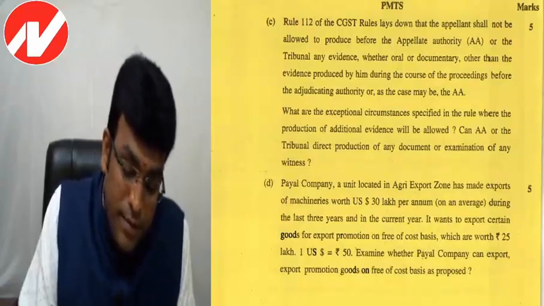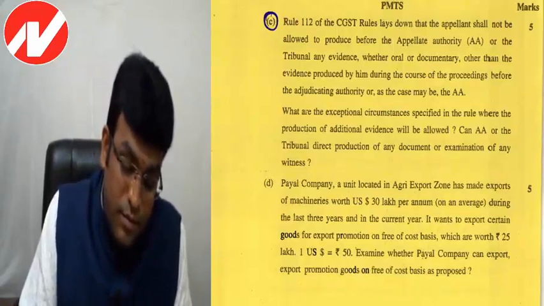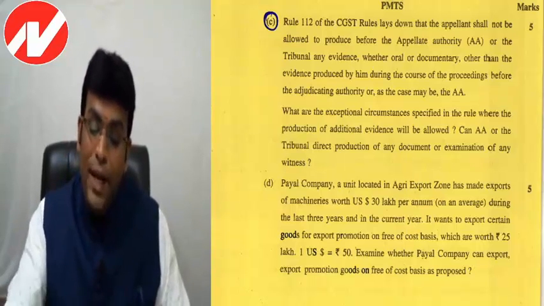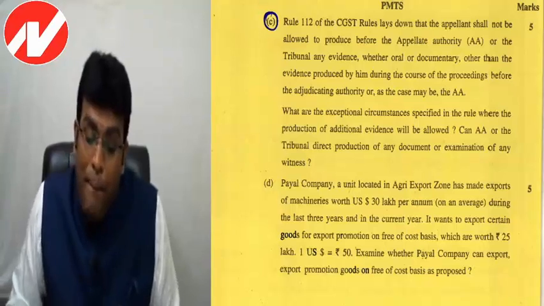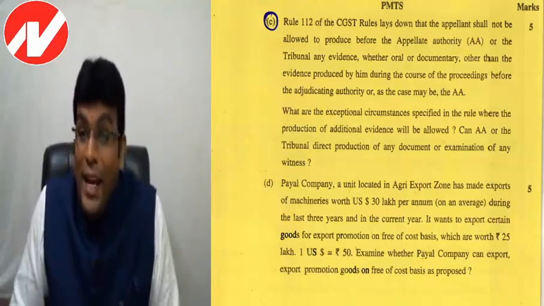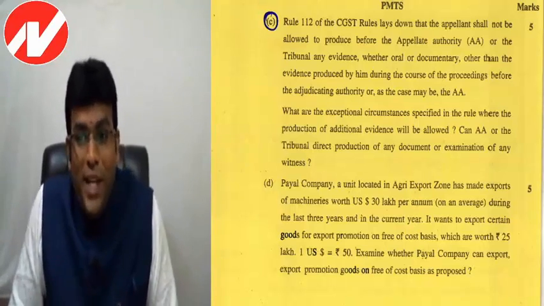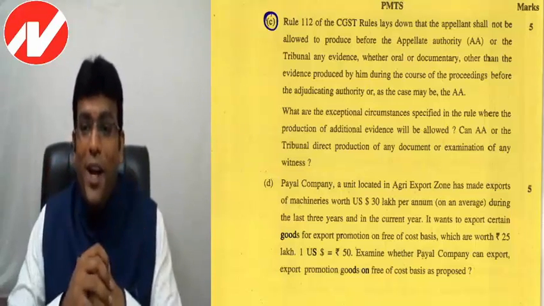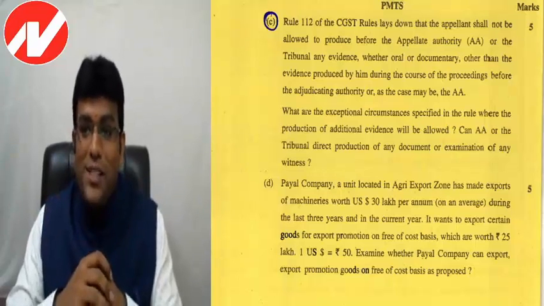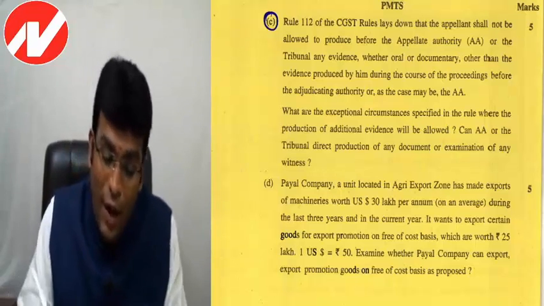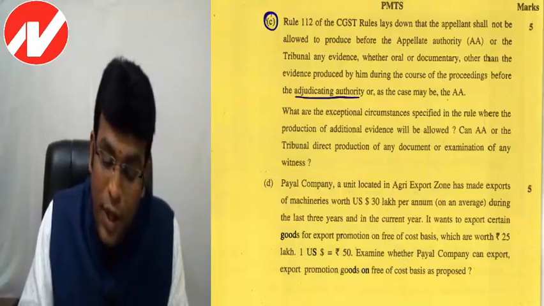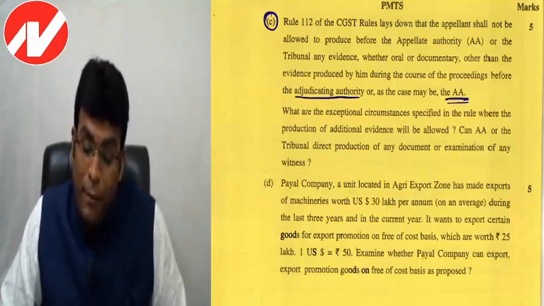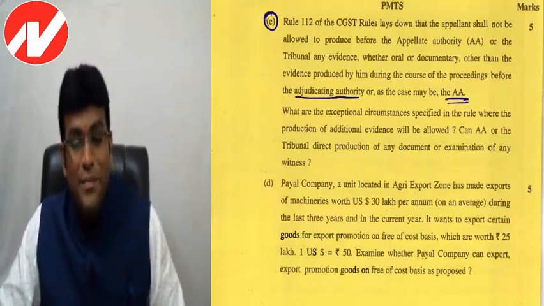C bit, come on. Rule 112 of CGST rules lays down that the appellant shall not be allowed to produce before the appellate authority or tribunal any evidence, whether oral or documentary, other than the evidence produced by him during the course of proceedings before what, my dear friends? Adjudicating authority, or as the case may be, appellate authority. What are the exceptional circumstances specified in the rule where production of additional evidence will be allowed?